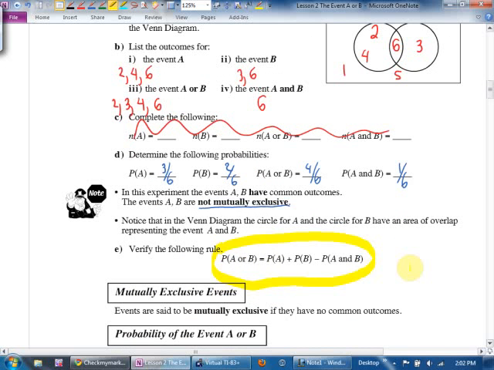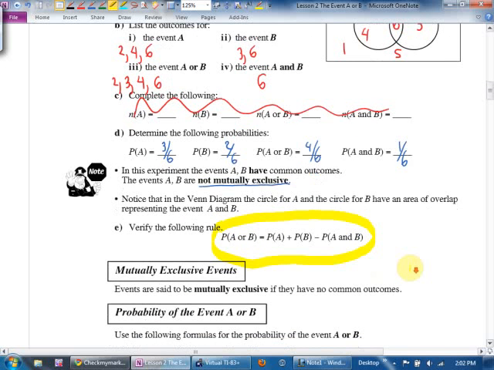How many terms are there in this equation? Count them. Four. That means if you know three, you know the fourth. So usually they want you to find, sometimes they'll give you this and this and say find the overlap. Or sometimes they'll give you that and that and say find the probability of B. Any three gives me four.